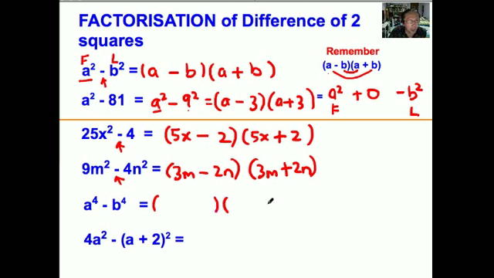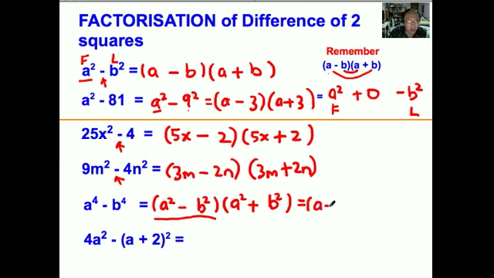The factors are a squared times a squared to give us a to the power 4, and b squared times b squared to give us b to the power 4. Again, one side is negative, the other side is positive. Now we need to continue the factorization because we have a difference of 2 squares.